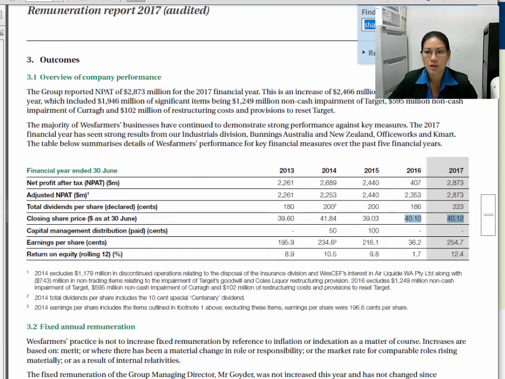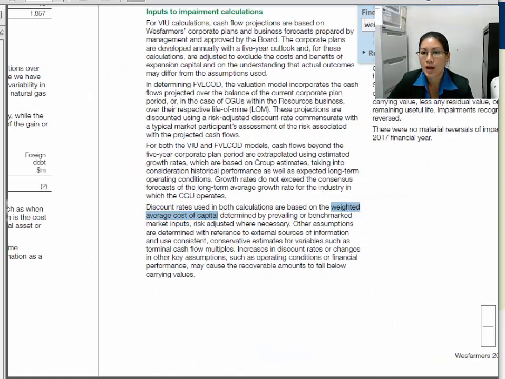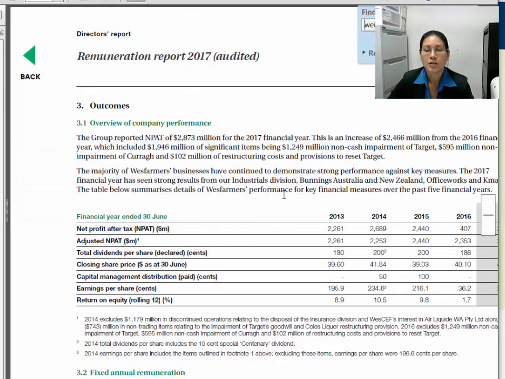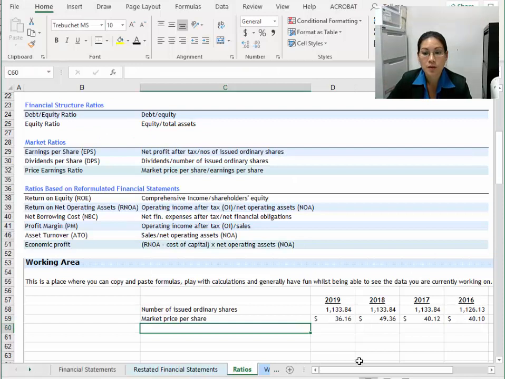Let's have a look and see in the 2017 annual report. Again, they don't disclose it there. So the assignment document tells you to use 10%. If you can't find your company's weighted average cost of capital, just use 10%. So in this case, I am going to use 10%.